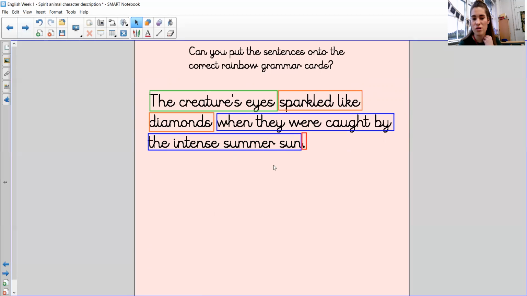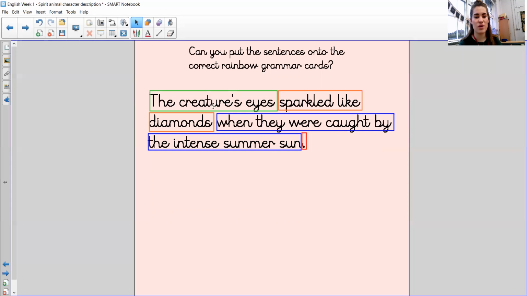Wonderful. So it doesn't matter whether you are watching me model this for the first time now, or you've already had a go. I'm just going to show you the first one done in rainbow grammar colours. So we've got: the creature's eyes sparkled like diamonds when they were caught by the intense summer sun. Full stop.